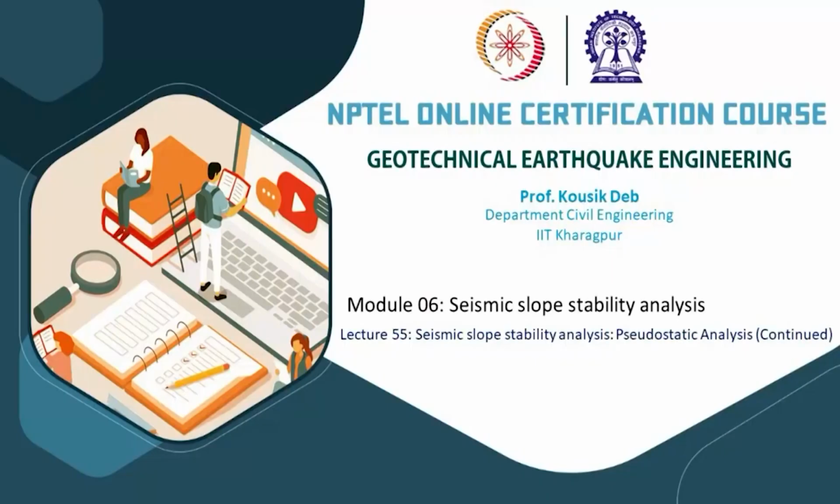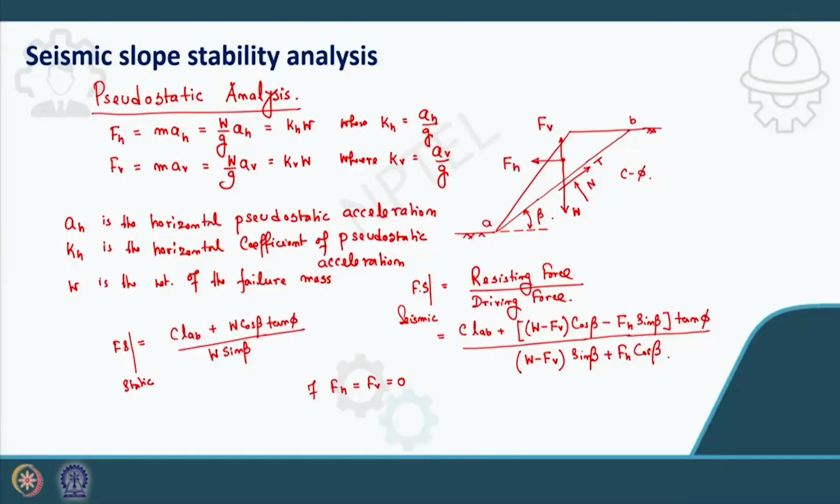So, in my previous lecture, we discussed the pseudostatic analysis for seismic slope stability. Now, we will continue that pseudostatic analysis here also. You can see for a particular slope how we can incorporate these two forces: one is FV, the vertical force, and another is FH, the horizontal force. Those two forces are basically the seismic force, which has been converted to an equivalent static force and then applied. Here you can see how to calculate the resisting force and the driving force.